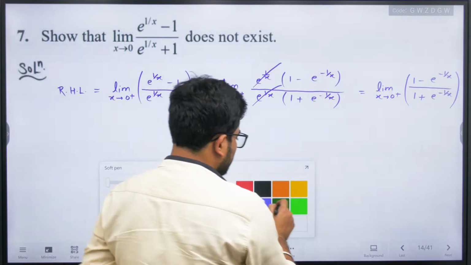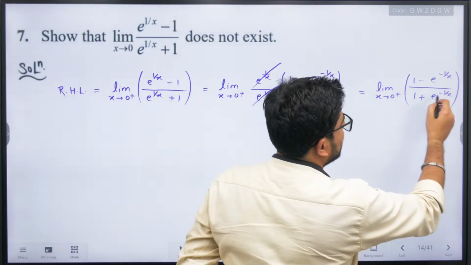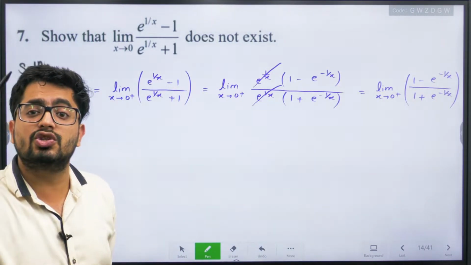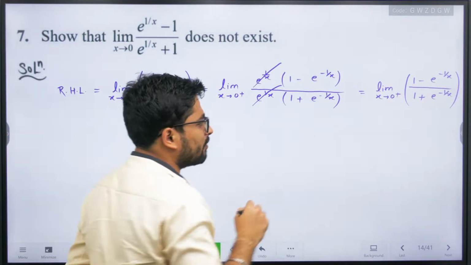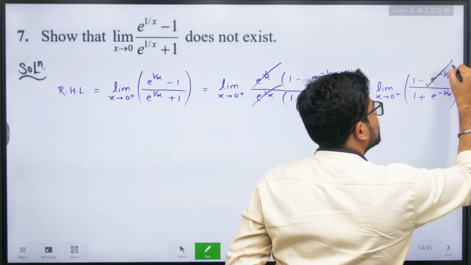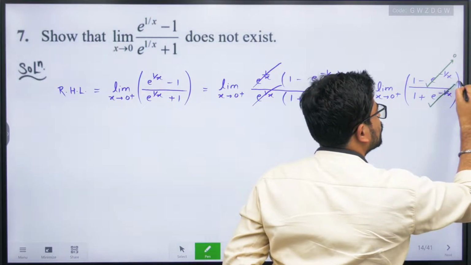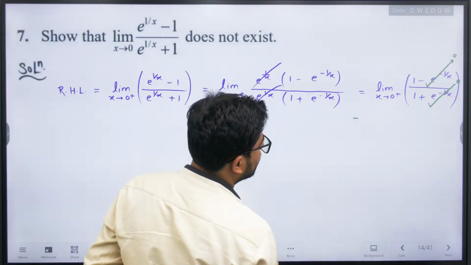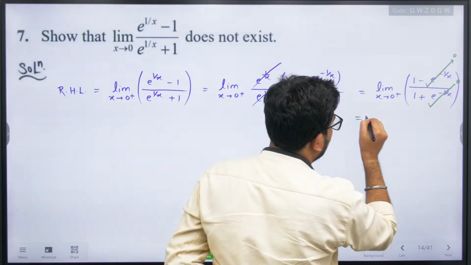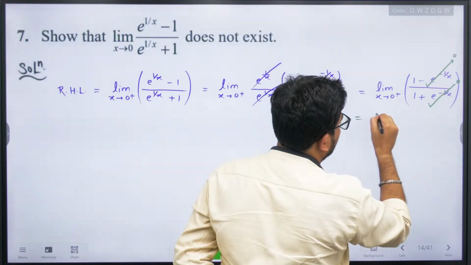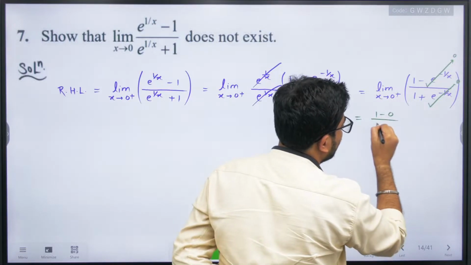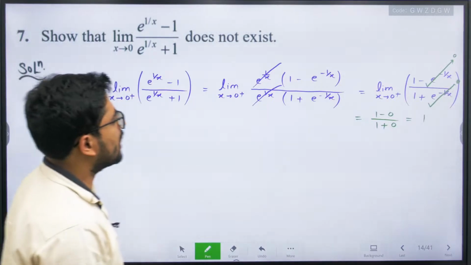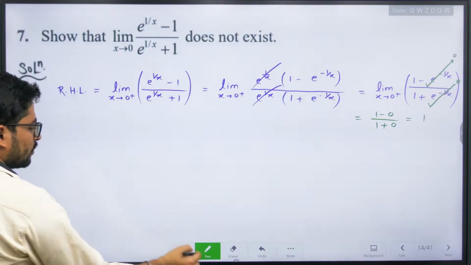So this thing is e power minus infinity. And e power minus infinity is what? That tends to 0, if you remember. So this thing tends to 0, and this thing tends to 0. So your limit is (1 minus 0) upon (1 plus 0), which is equal to 1. Okay. So the right hand limit is 1. Now calculate your left hand limit.